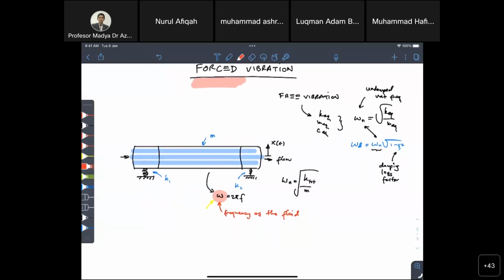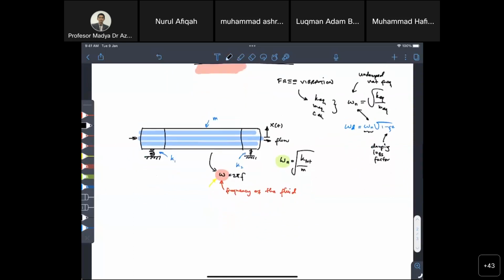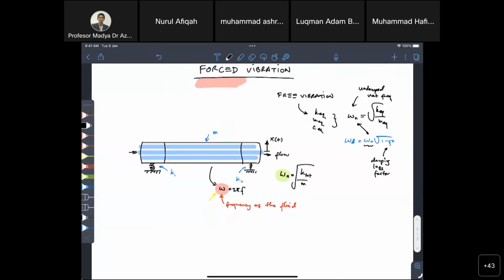So the question is, what happens if the frequency of the flow of the fluid is the same as the natural frequency? So this is where the interesting part happens. Okay, so let's model this system in mass, spring and damper model. So we have the mass of the pipe, we have the total spring. Just to make it simple, we just put it K.